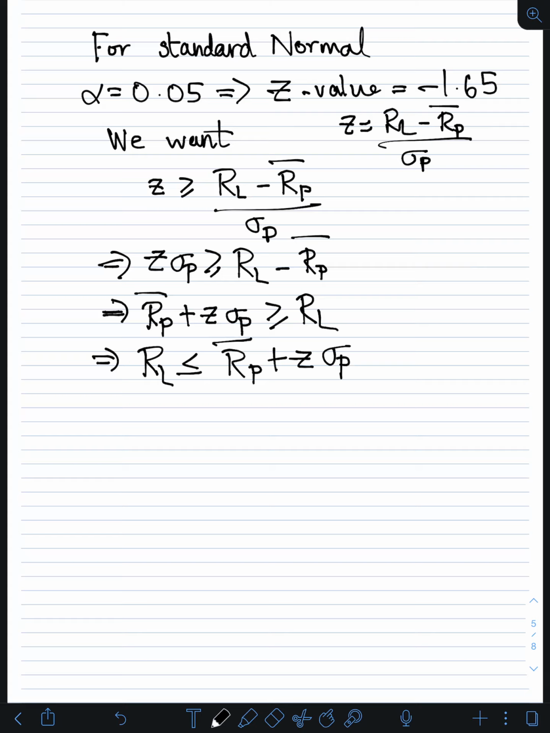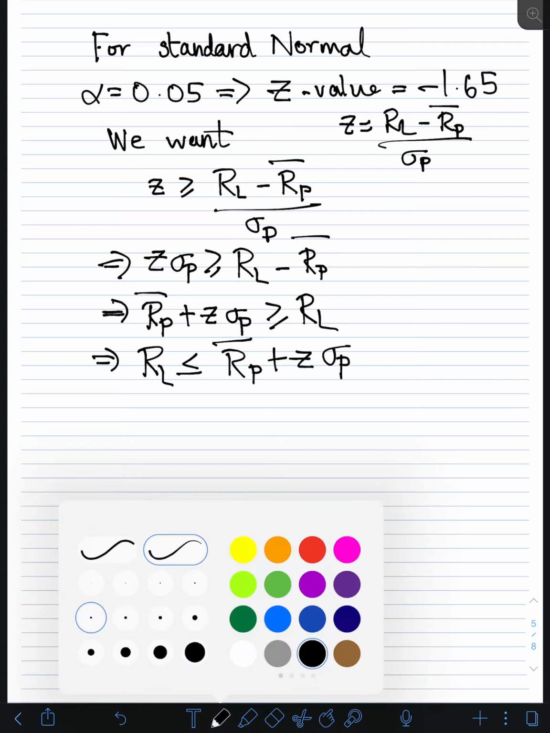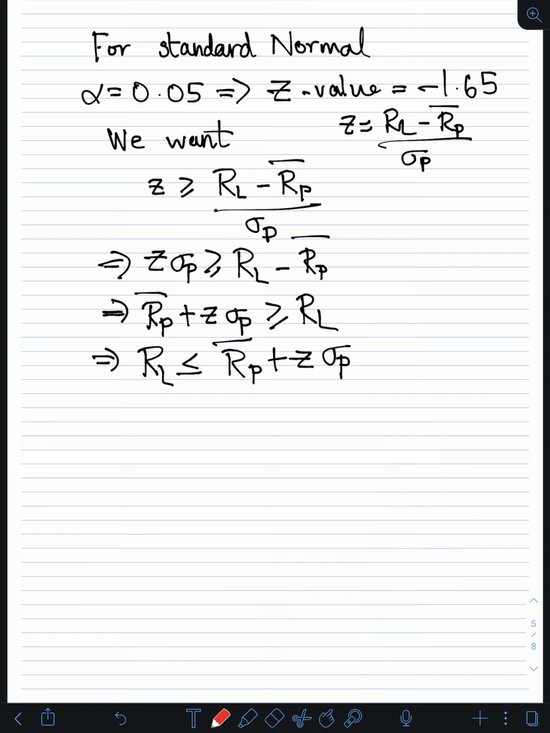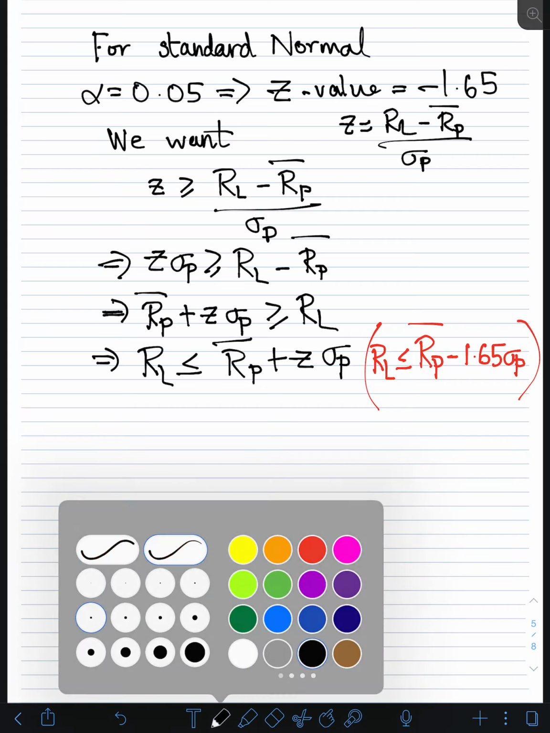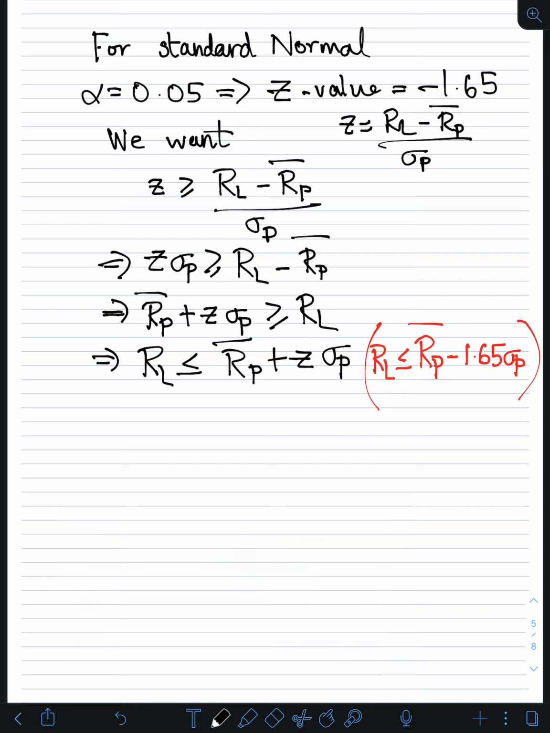Now we've already established what our z was. Our z was minus 1.65. So if you wanted to write that using numbers, we'd have RL is less than or equal to RP bar plus, now it says plus z, but our z value was a minus 1.65, so we convert that to a minus 1.65 times sigma P. It's just putting it into the textbook format.